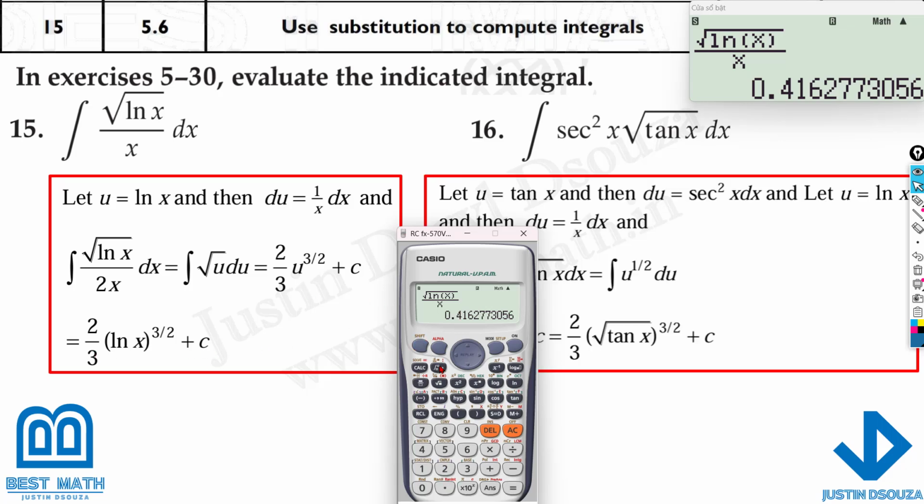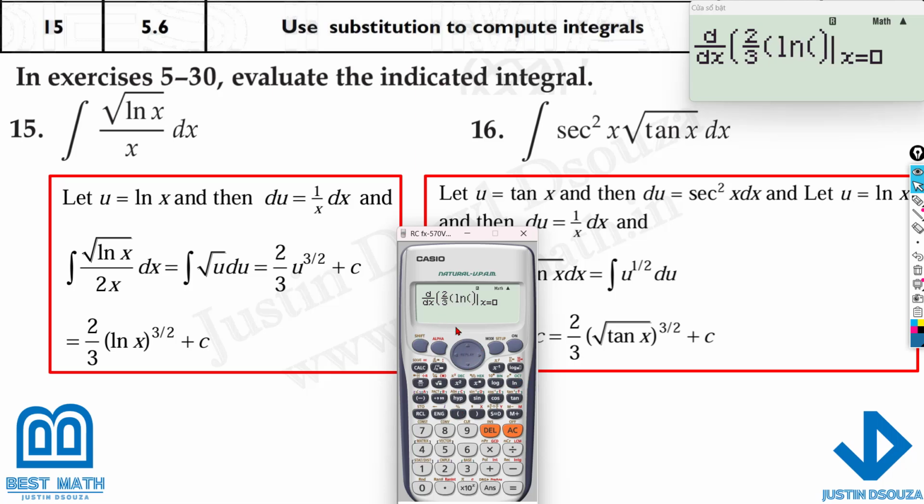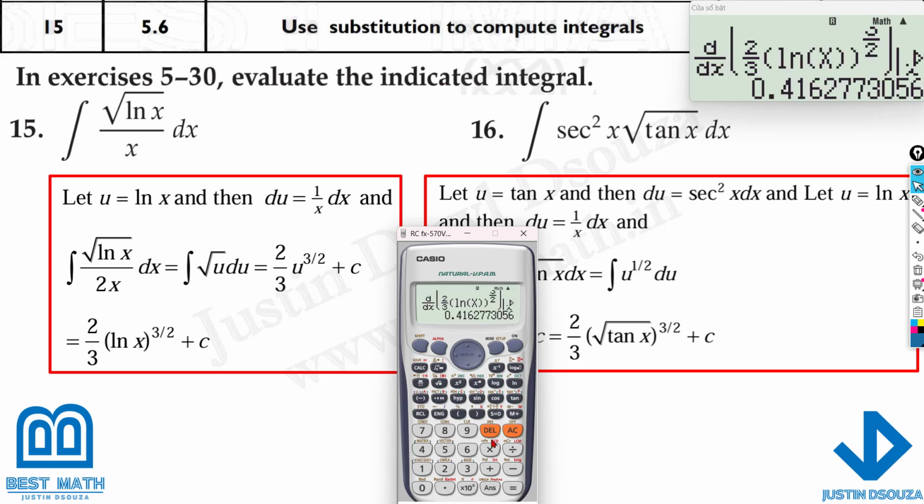It is d by dx of 2/3 of (natural logarithm x) raised to the power 3 by 2. It's not 2 by 3, it's 3 by 2. The x value is 2. The answer is 0.416.